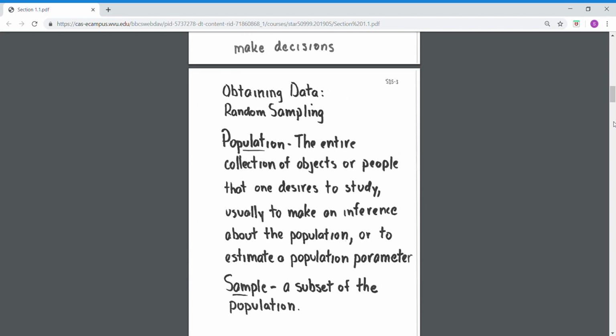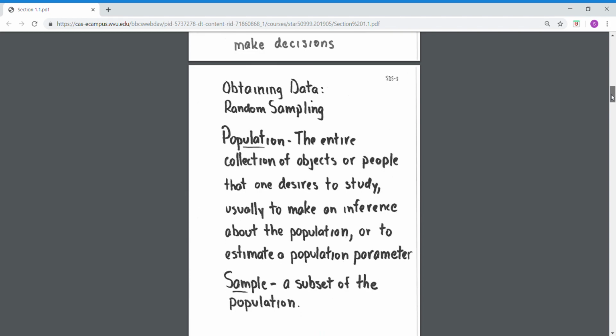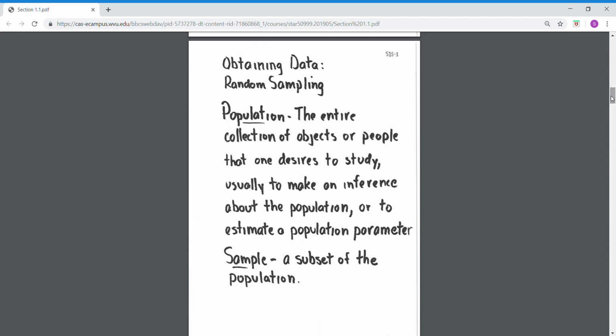Our next few slides will focus on the design of experiments, or the ideal way to collect data, which is generally through random sampling. But first, it is important to define population and sample, as we have already used these terms in the definition of statistics, and will need an understanding of these terms going forward.